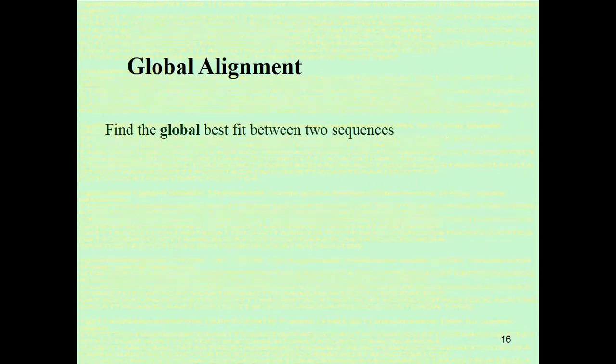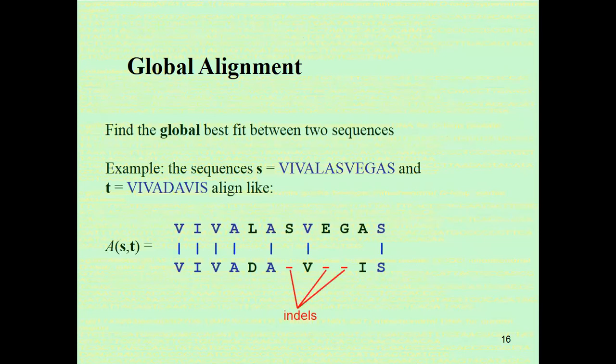Find the global best fit between two sequences. Here you can have a look that we have a sequence S with these amino acids, and then we have a sequence T with other amino acids, and we are going to align S and T: V with V, I with I, V with V, A, and here we have a mismatch, L with D, A. Then with S we have a deletion here in this sequence, or you can say an insertion in the sequence of S. Then we have V aligned, and then we have two deletions with respect to this sequence.